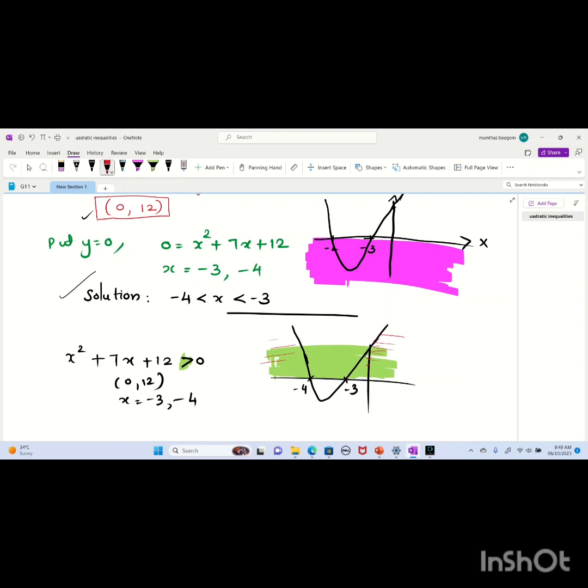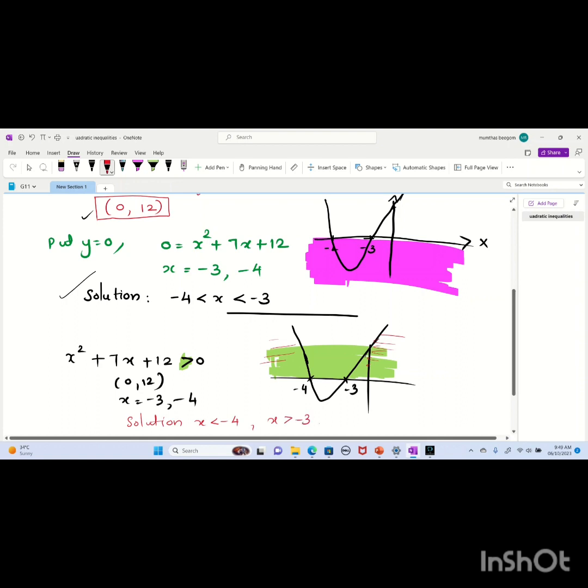But if the curve comes here, this y value is less than 0, right? So we have to say the y greater than 0 part is the upper part, where x is less than minus 4 or greater than minus 3. So the solution in this case will be x less than minus 4 or x greater than minus 3.